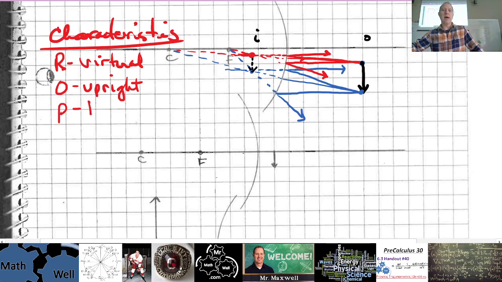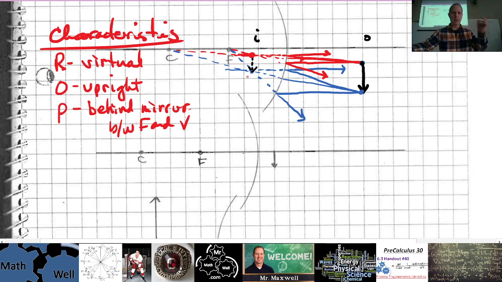And you can say behind the mirror too. I would encourage that. Behind the mirror between F and V. Virtual does explain that, but behind the mirror between F and V is very clear. So I would encourage you to do that as well. And S, the size, is it larger or smaller than the object? Smaller.